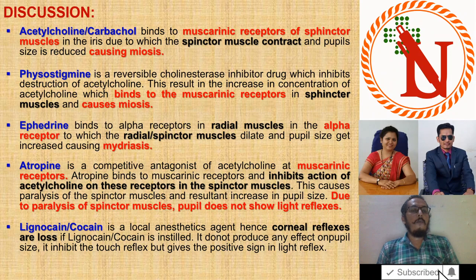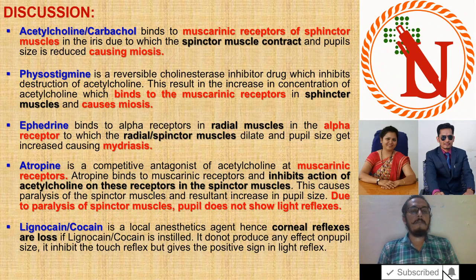Next is physostigmine. As I said, it is a reversible cholinesterase inhibitor, which inhibits the destruction of acetylcholine. This results in an increase in the concentration of acetylcholine, which binds to the muscarinic M3 receptor in the sphincter muscles and causes miosis. That means it decreases the pupil size.